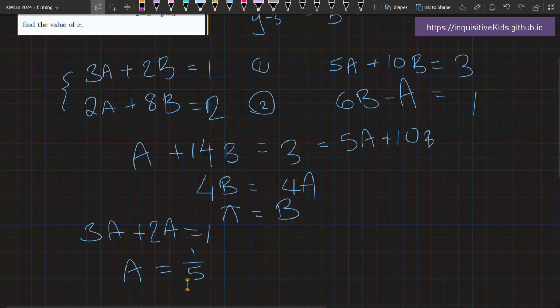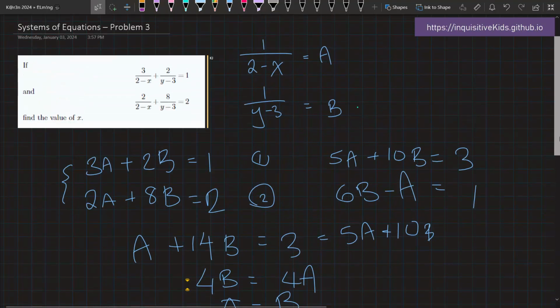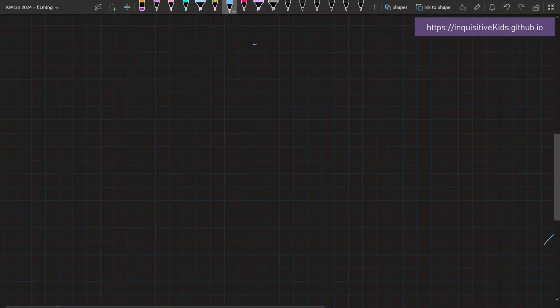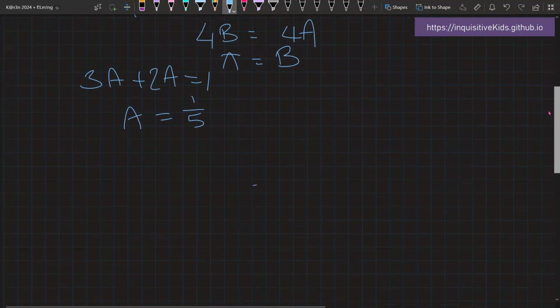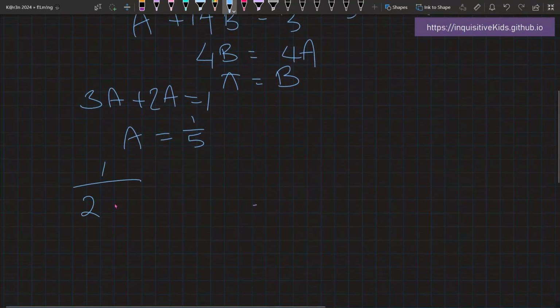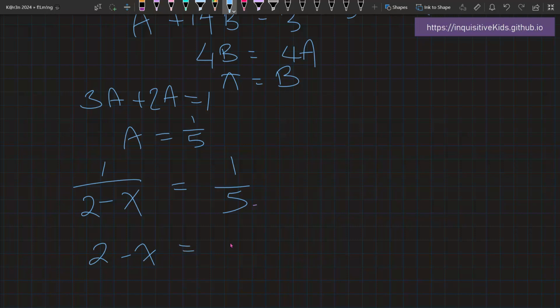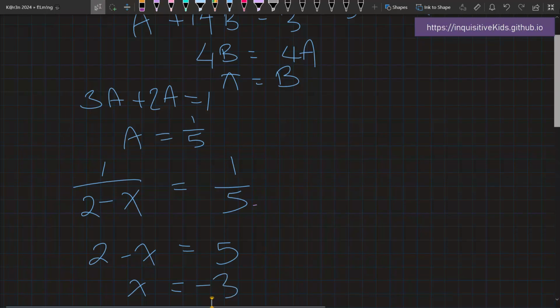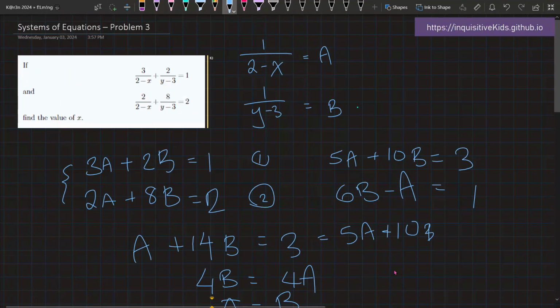Now let's look at what we're trying to find. We're trying to find the value of x, and a actually represents an expression that contains x in it. So we take that expression back. So now we have 1 over 2 minus x is equal to 1/5. This tells us that 2 minus x is equal to 5. So therefore, x is equal to negative 3. So the final value of x would be x is equal to negative 3.